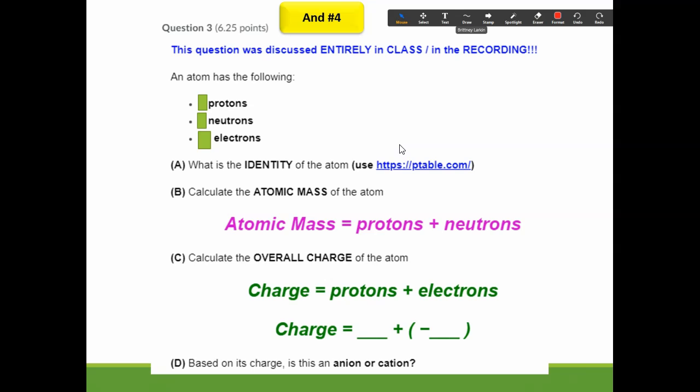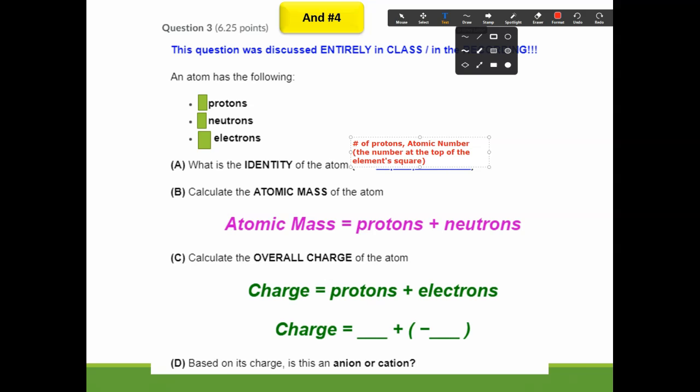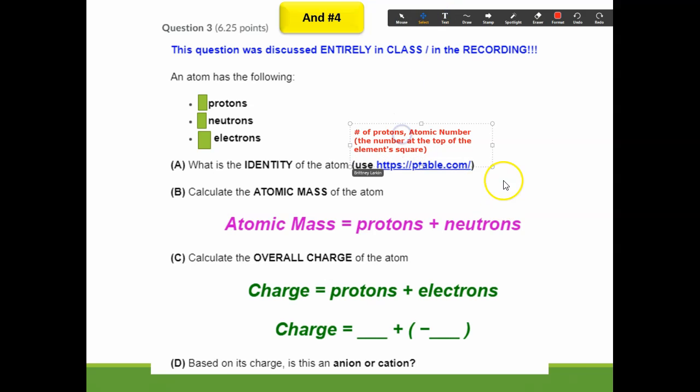All right, so what you need to know here is that, remember, the identity of an atom is based on its number of protons, which is also the atomic number, which is the number at the top of the element's square. Okay, so in order to figure out the identity, all you need to look at is how many protons does it have, and then look at the periodic table. So as always, I highly recommend that you are using ptable.com.